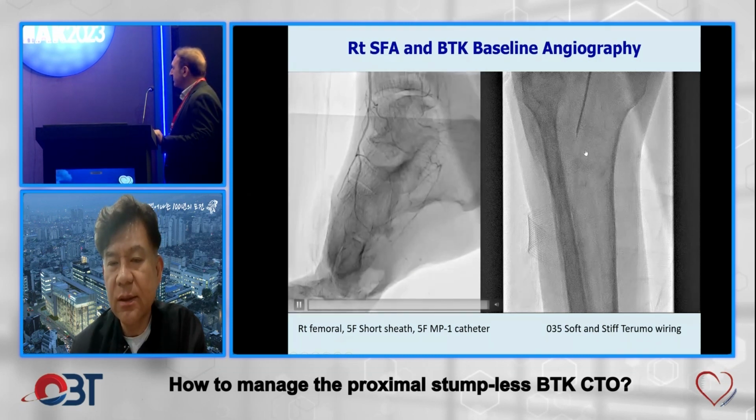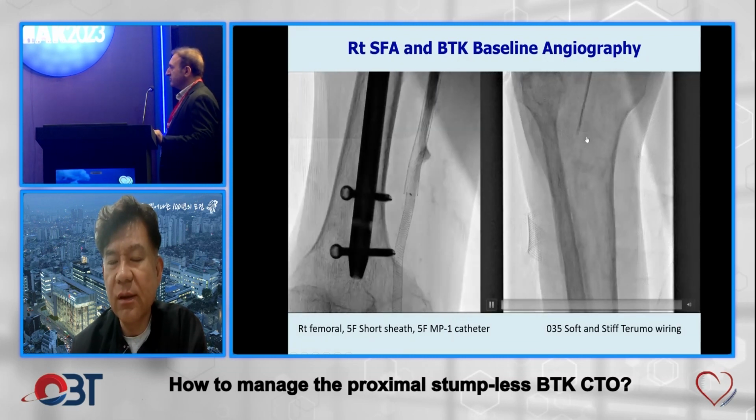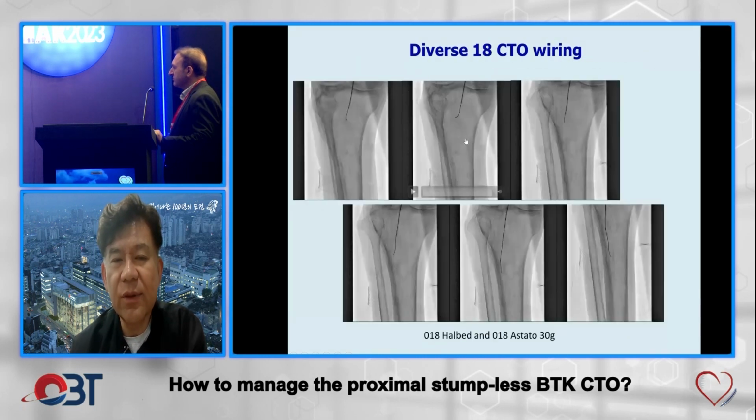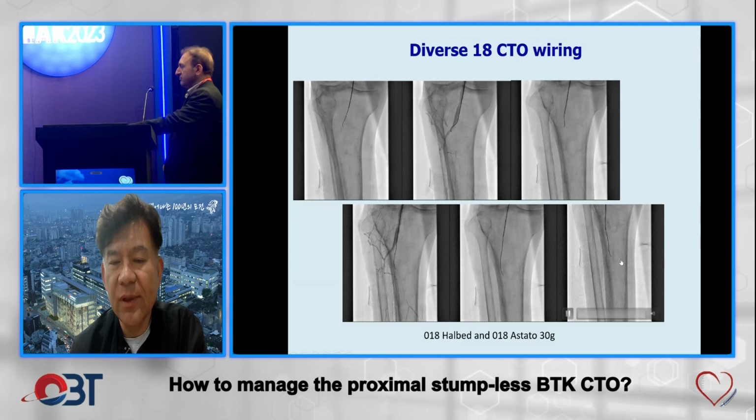So this patient, initially I started with this Steep Terumo, but cannot dig. So in this particular situation, you can try the 18 CTO like this. No Gaia, PV and the Harvard series cannot penetrate, but only 30 gram Astato could penetrate. You can see the contrast angio partly penetrated. This intraluminal wiring can be dangerous. So you don't know the exact route.